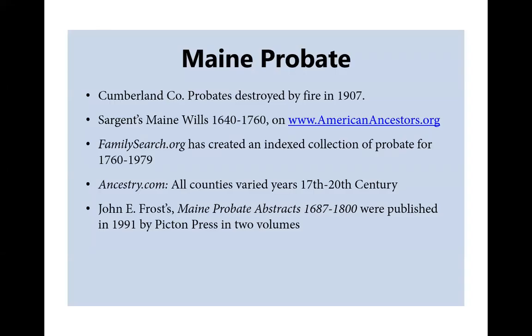Maine probate may be accessed a couple of different ways, although you do need to note that Cumberland County, Maine probate files prior to 1908 do not exist. They were destroyed in a fire in the Portland City Hall in 1907. One source to consult for early Maine probate is Sargent's Maine Wills to 1760 on American Ancestors.